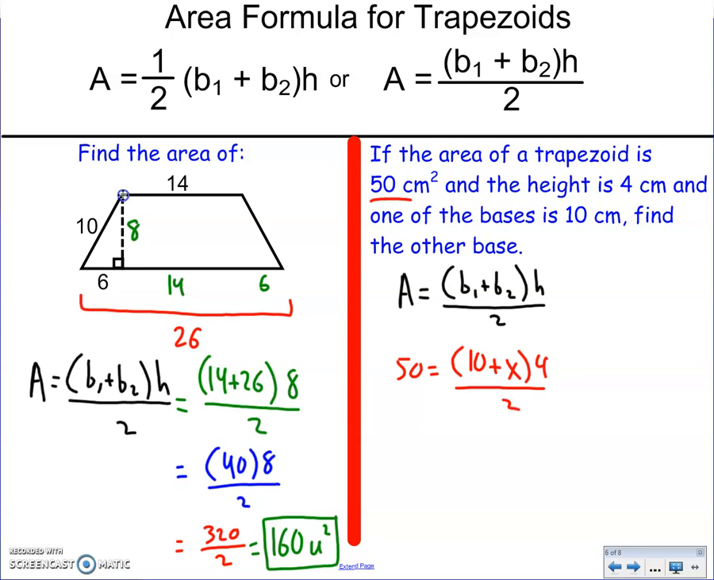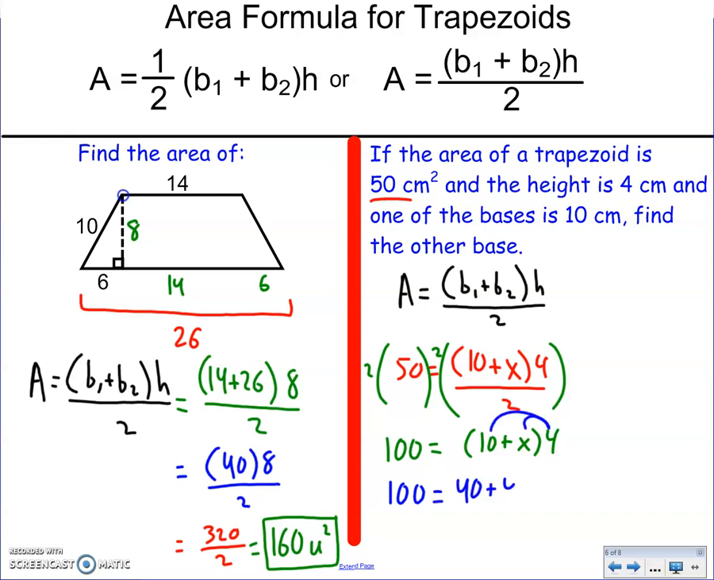I'm going to multiply both sides by 2 to get rid of this fraction. So that is 100 equals, this will be 10 plus x times 4. I'm going to distribute that 4. You also could divide by it, but I'm going to distribute. So if I distribute this, I'll get 40 plus 4x.